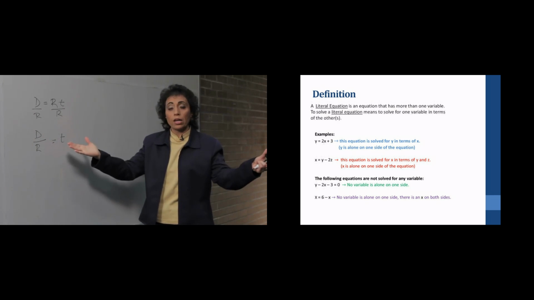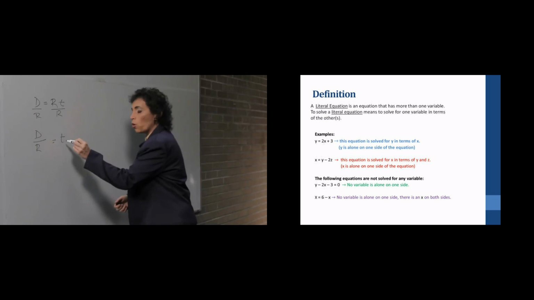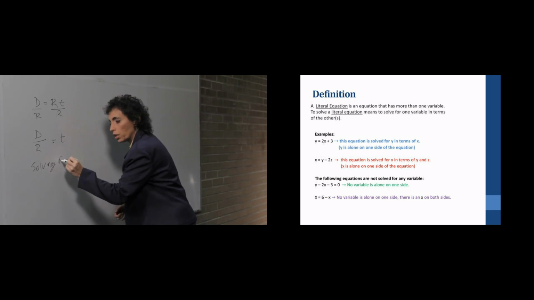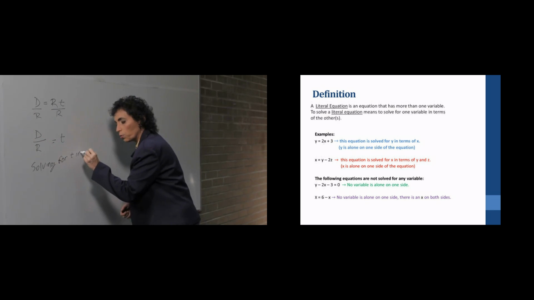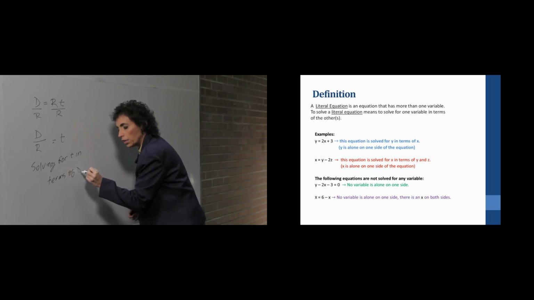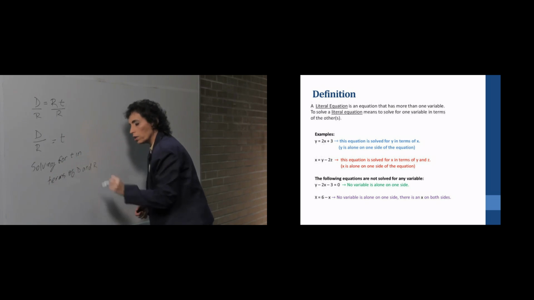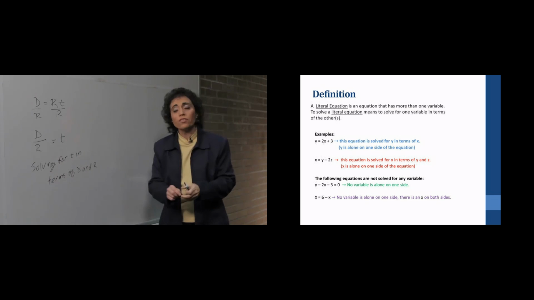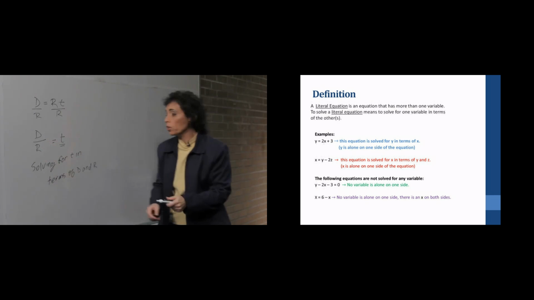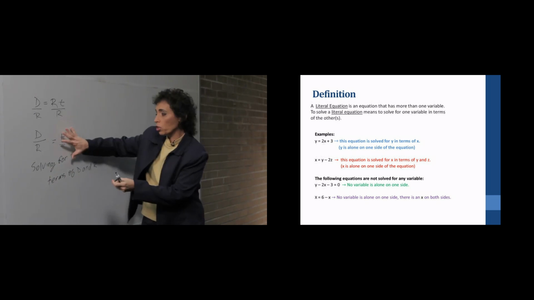So that's one thing I can do. This is called solving for t in terms of d and r. And what we just did is we solved a literal equation. We solved for one variable in terms of other variables. And it's solved for t because t is alone on one side.